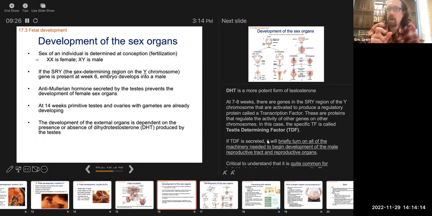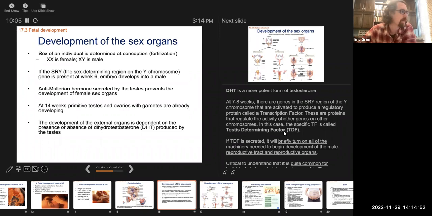And if that narrow window of time comes and goes, and there's not a successful secretion of testis determining factor and the resulting domino effects of cellular processes that it triggers, then the fetus is going to develop as a female, regardless of whether there's a presence of the Y chromosome or not. The end result is the same.